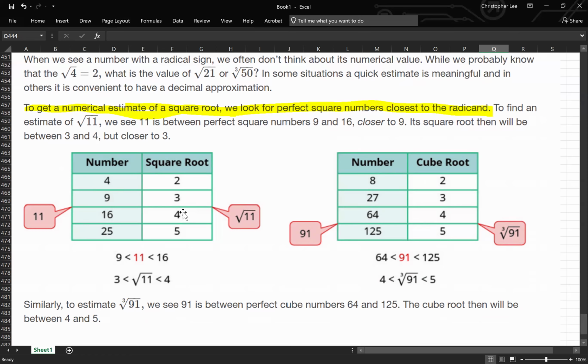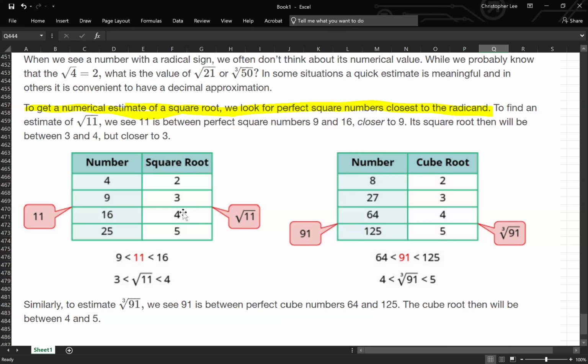I don't know what the answer is. You could do it in your calculator and see the answer. But the point is that it's going to be some number between 3 and 4, but closer to 3. 3.5? No, not 3.5, that's too much. I'm sorry, 3.2, 3.3, something like that. I don't know exactly what it is, but you can estimate it.